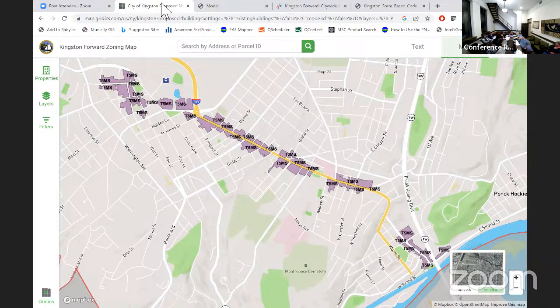What's the county building? 6. The county building is 6. 6 is the top level. So you put an eight-story building in an overlay district with no parking. I think it's 6 max. I think you said 6 max.